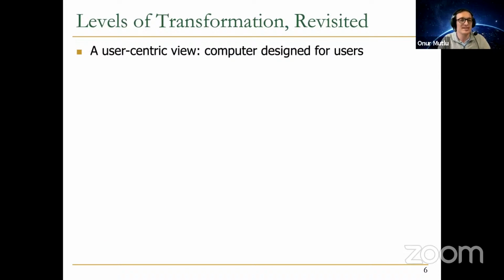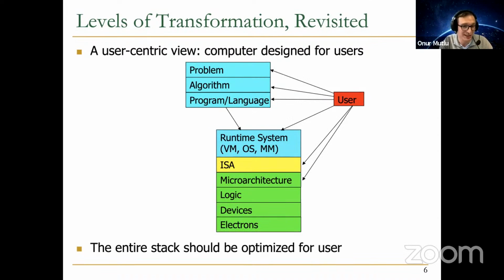Okay, so if you revisit the levels of transformation, I think the user is very important. And what we showed earlier did not incorporate the user. But the user really interacts with many, many parts of the levels of transformation. Of course, the user is different. So some people have input problems. Some people design algorithms. Some people design programs and languages.